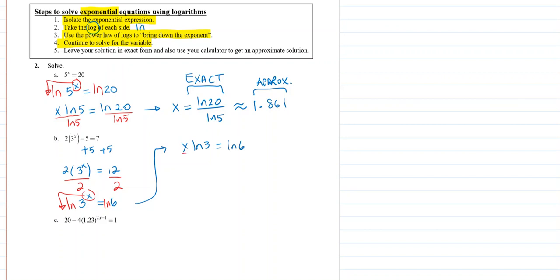Now to get x by itself, we will divide both sides by ln of 3. This is the exact answer. Then you would put it in your calculator for an approximation. And we get approximately 1.631.